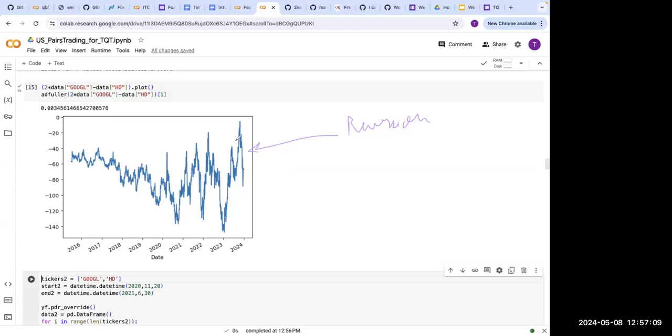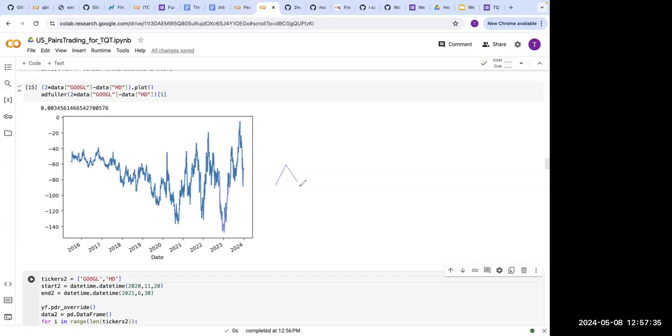So here you can see it was going down and then it actually went back, coming down, and it's just oscillating around the equilibrium, right? So that means this does have a reversion like Google and Home Depot, although the anomaly is very high, right? It went all the way down here and then came back. So it's not a very good reversion.